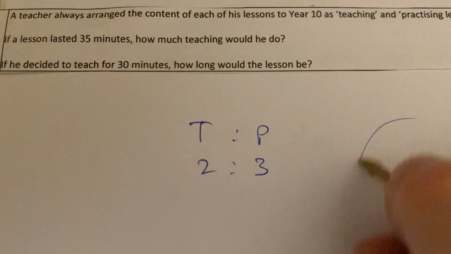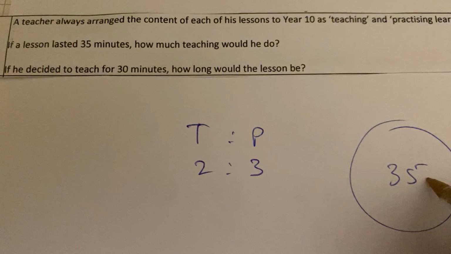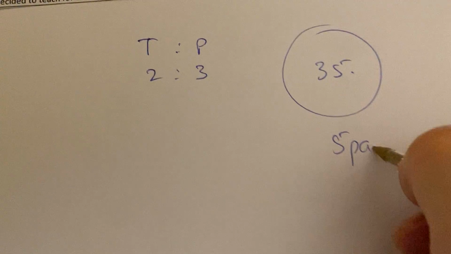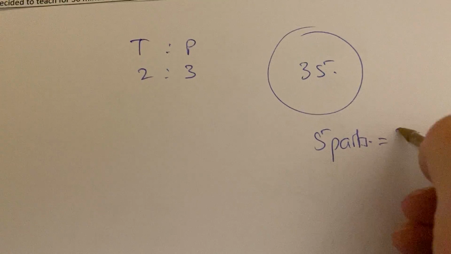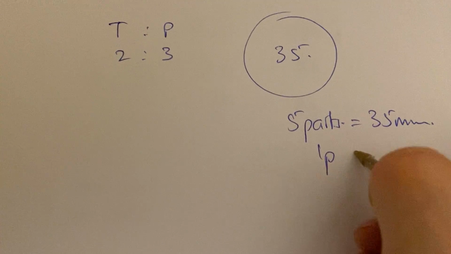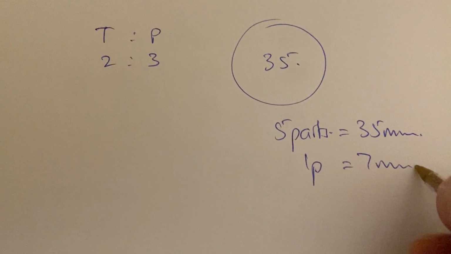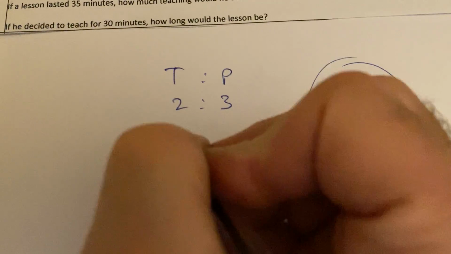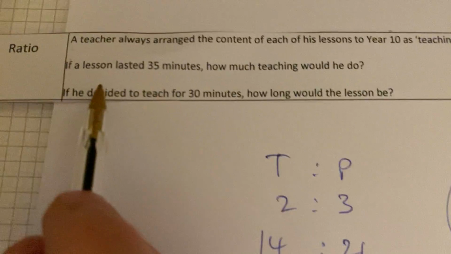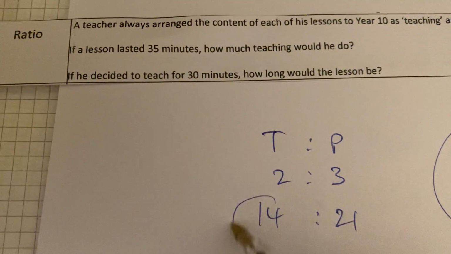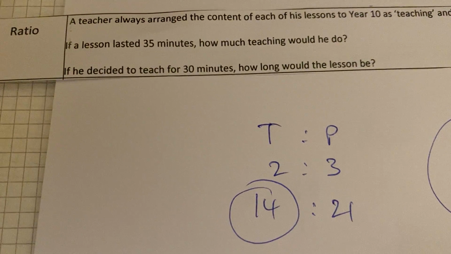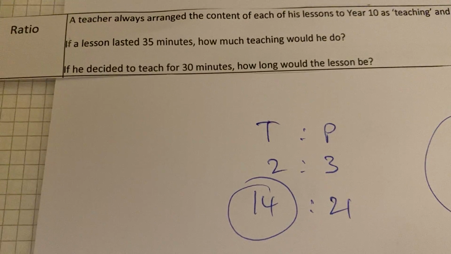Okay, so if the total is 35, how many parts do I have? Well, I have 5 parts, and that's a total of 35 minutes. So therefore 1 part is a fifth of that, 7 minutes. They've got 2, so that's 14, and they've got 3, that's 21. And the question asks, how much teaching? Well, 14 minutes teaching.